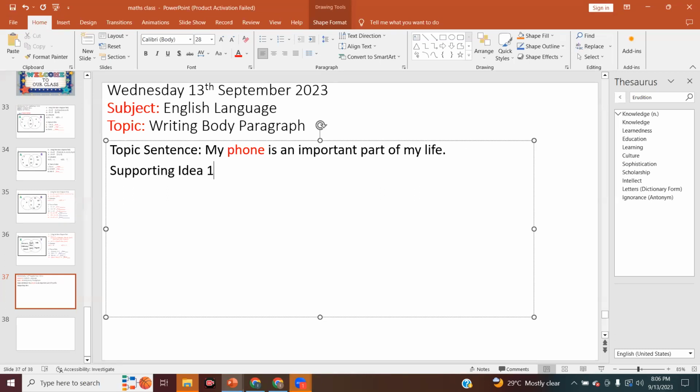Let's say we give one. So your supporting idea number one is, why would we say the phone is important in our life? Why would we say that? If someone is writing this paragraph, why would they say the phone is an important part of their life?